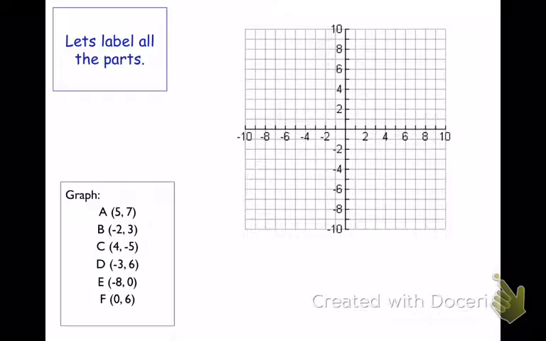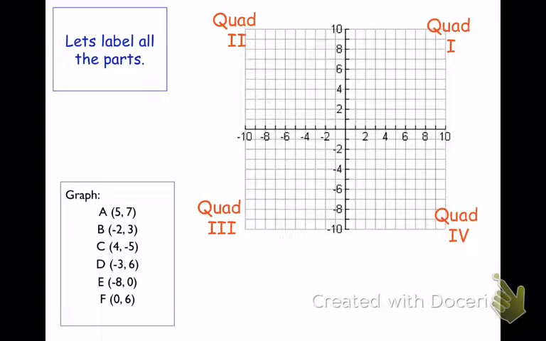All right, we're going to go ahead and graph points A through F. So (5, 7). 5 tells us to go right, 7 tells us to go up. Let's go ahead and label our quadrants real quick, quadrants 1 through 4. So there's (0, 0). We're going to move 5 to the right, 7 up, which puts us at that point.